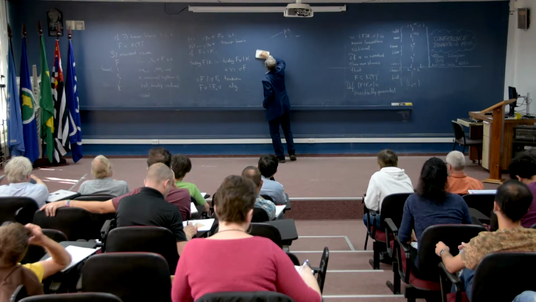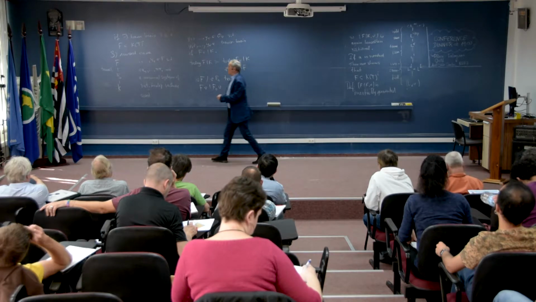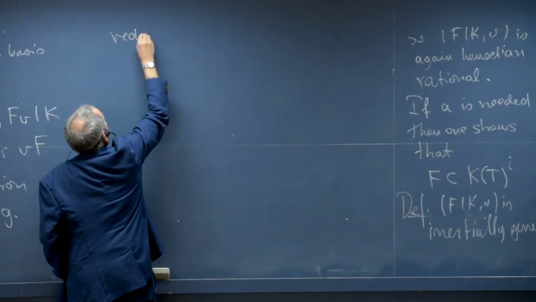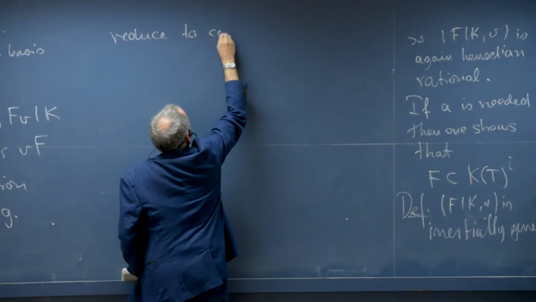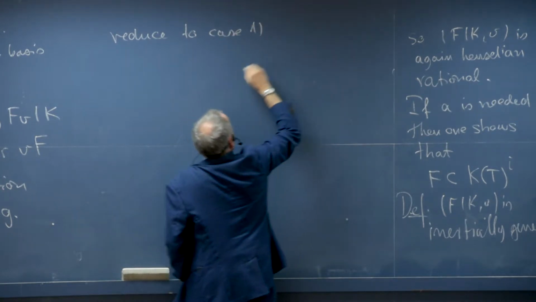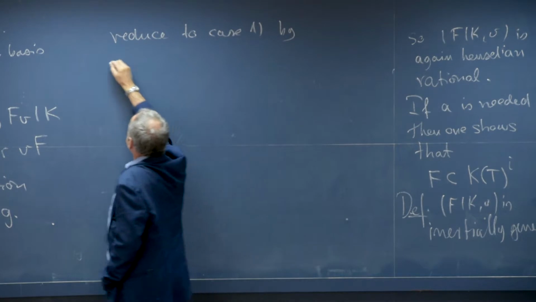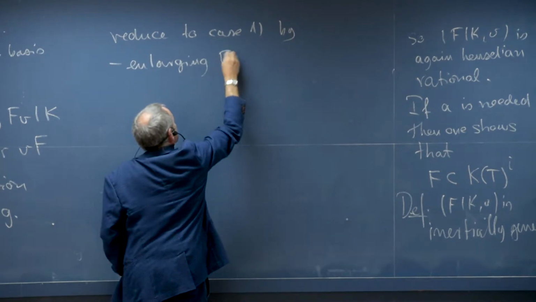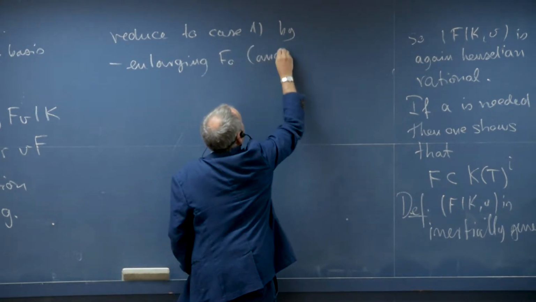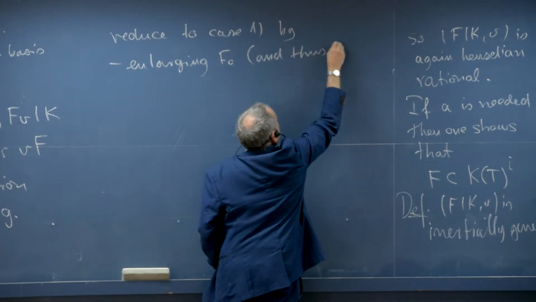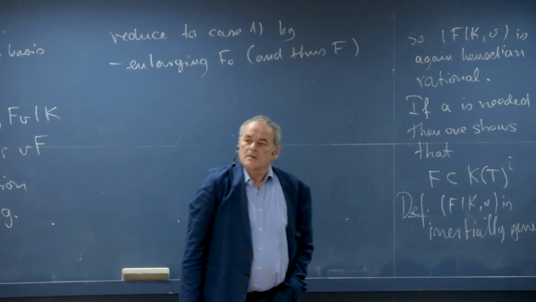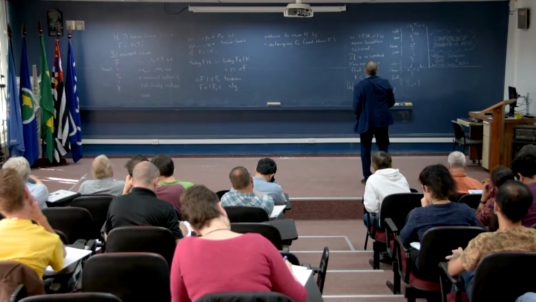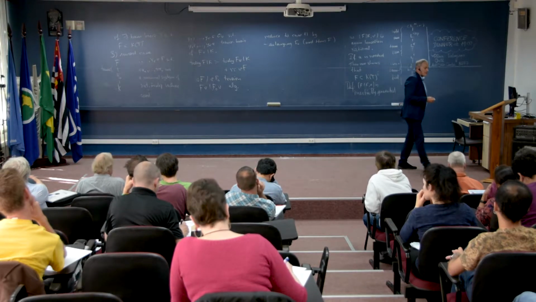So we can work on the F0, that's fine, but then we have to somehow go up to F, and we somehow want to reduce to case 1. And we do that by enlarging our F0 and thus also F. So we will probably only get a nice structure theorem after making F bigger.